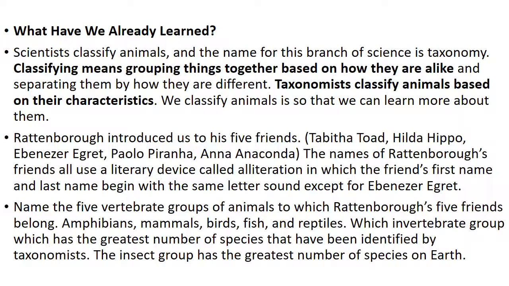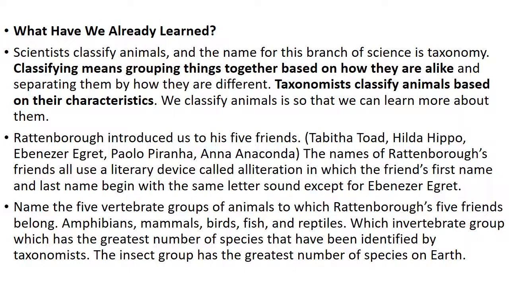What have we already learned? Well, we've learned that scientists classify animals, and the name for this branch of science is taxonomy. Classifying means grouping things together based on how they are alike and separating them by how they are different. Taxonomists classify animals based on their characteristics. We classify animals so that we can learn more about them.